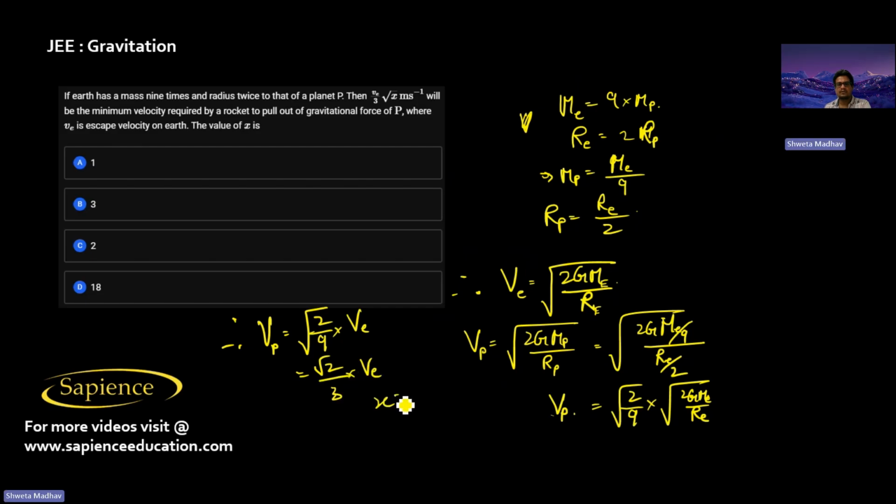So therefore x is equal to 2 actually. Since it is 2, this is equal to root x by 3 into V_e. So therefore x is 2. So the value of x is 2. So option C is the correct answer.